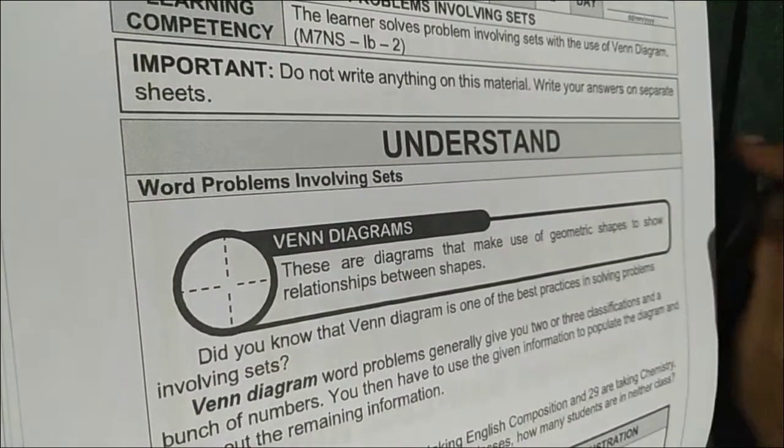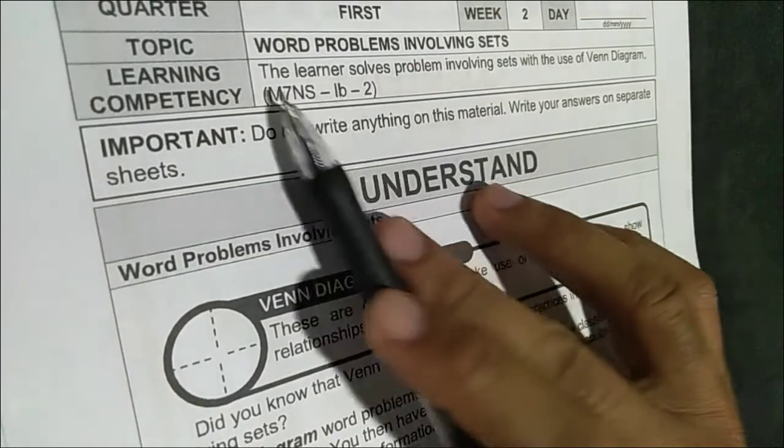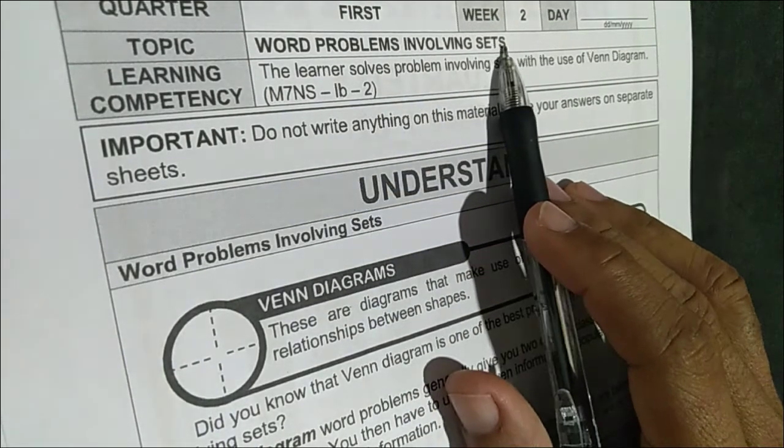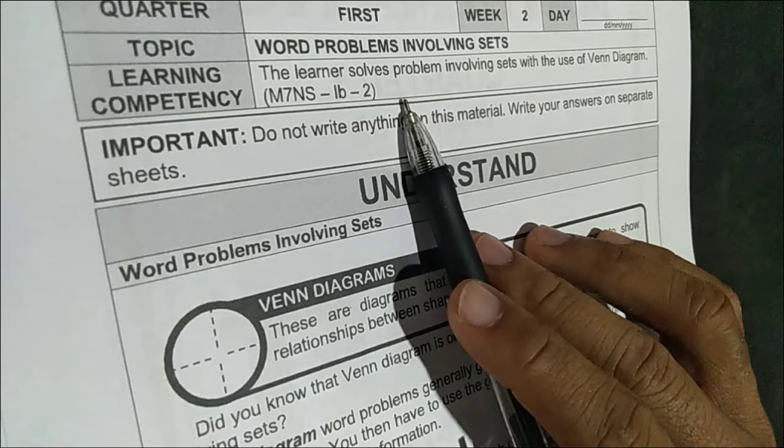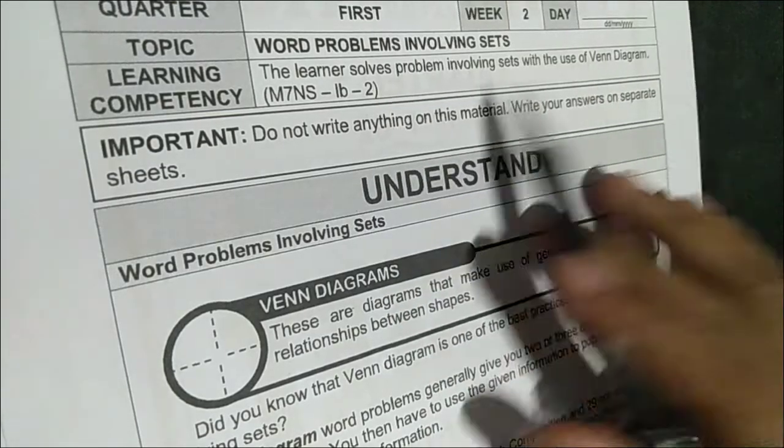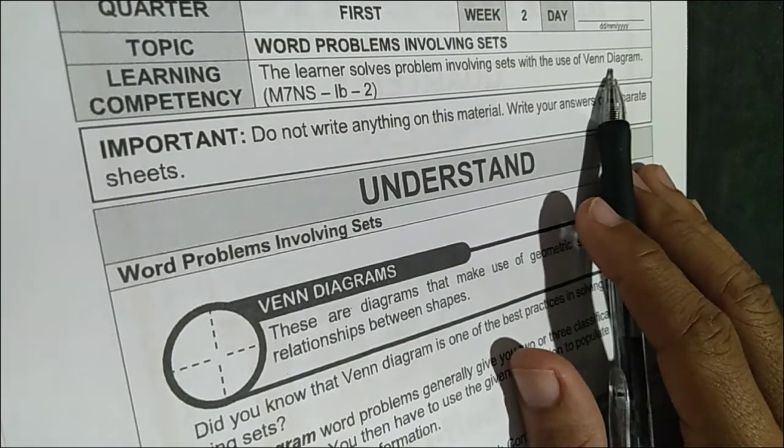Word problems involving sets, for week 2. Learners solve word problems involving sets with the use of a Venn diagram. What is a Venn diagram?